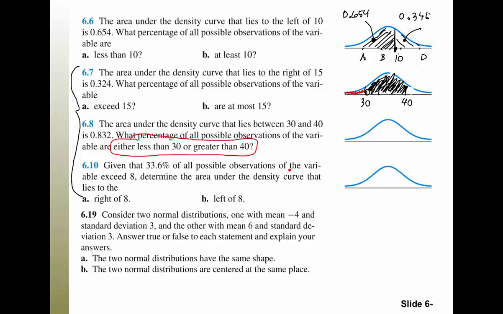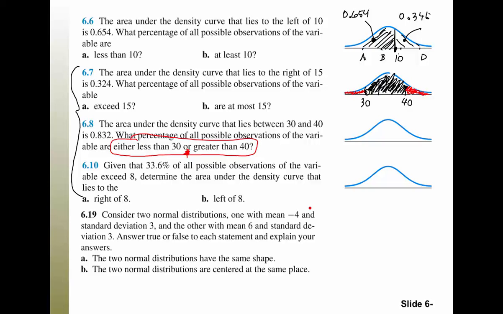16.8. Yeah. See, if I shade all this red, all of the red, both sides, is the event that they're asking about. Either less than 30 or greater than 40. So all that I've shaded in red is what I've circled in red. So that's the 16.8%.